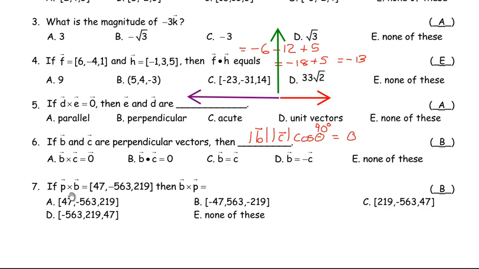Last question, last multiple choice question here. If P cross B is this vector, then what's B cross P? So the opposite cross product is the opposite vector. So you need the opposite vector of this. So 47 would be negative 47, the negative 563 y component would be positive 563, and the 219 z component would be negative 219. So exactly the opposite vector. So B is correct for question number 7.